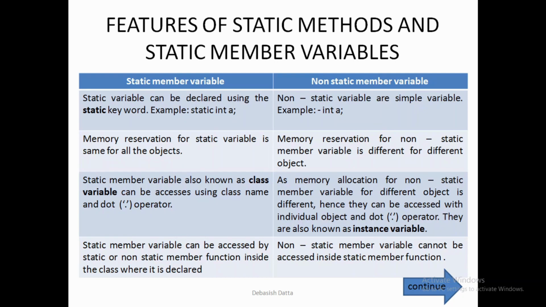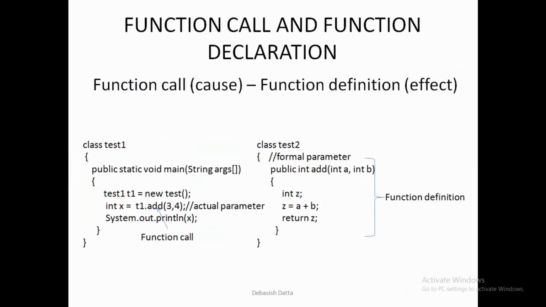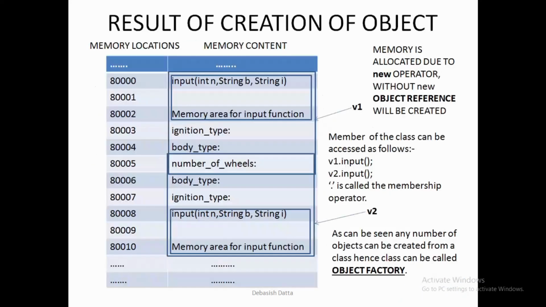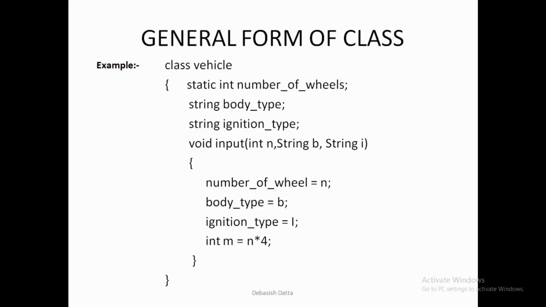For a flashback, I am going into the picture here. Yes, here. As you can remember, if not, then let's see this example. Here body type and ignition type are two non-static members, as no static is written before their data types, and the number of wheels is a static data member, as the static keyword is written before the data type, that is int.